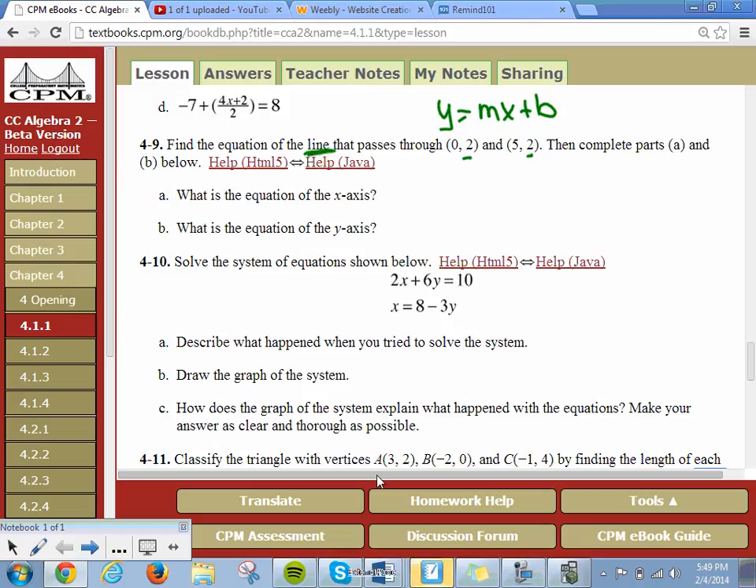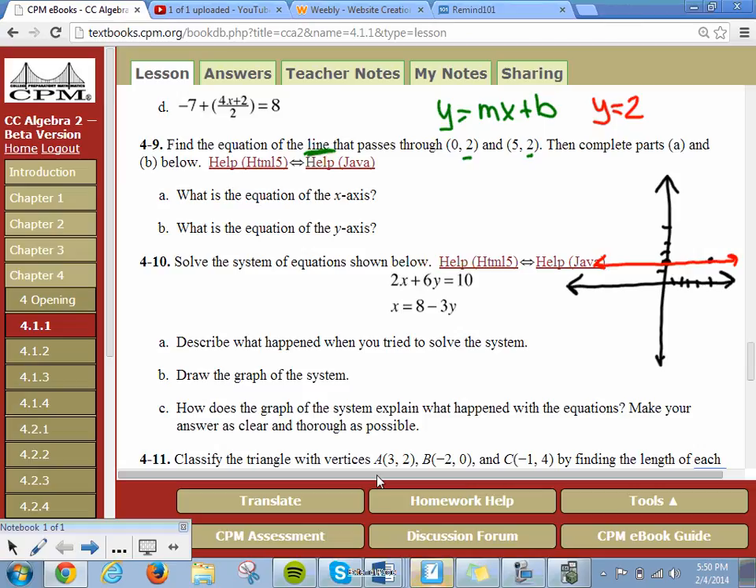If I were to graph it, if this is my axes, x and y, and if we were to think about plotting those points, we'd go 0 over, up 2, and then over 5, 3, 4, 5, up 2. And so we've got a horizontal line that goes through y is equal to 2. So my equation should be y equals 2.